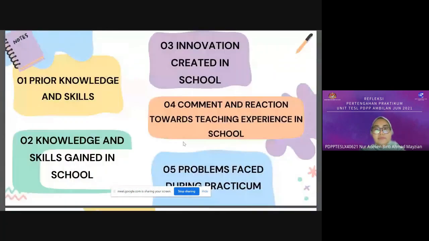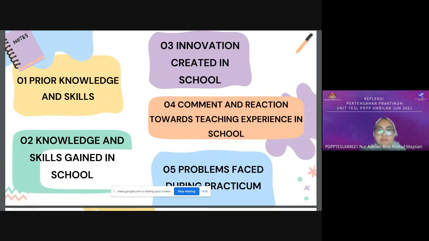Next, moving on. During this presentation, I will share 5 main topics. The first one is the prior knowledge and skills that I have gained from the IPT, then applied in my school. Second is about knowledge and skills gained in school. Number 3 is about innovation that I've created in my school. Number 4 is comment and reaction towards the teaching experience in the school, and number 5 is the problems or challenges that I face at my school during the practicum time.